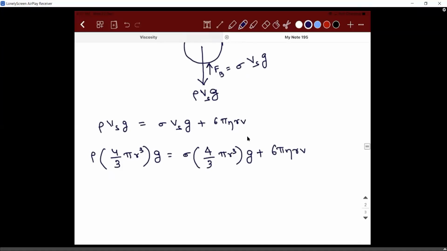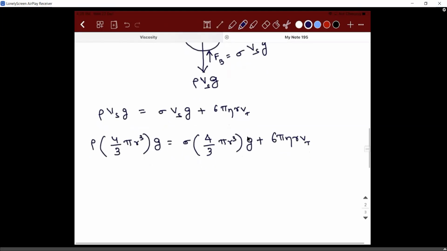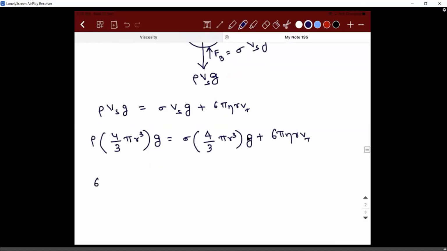Am I clear with this? Right. What is our job? We need to find this v, I'll call it Vt, the terminal velocity. So I'll leave 6 pi eta r into Vt on the left hand side, which is equal to 4 by 3 pi r cube into g into rho minus sigma. Tell me if there is any doubt. I took this whole expression to the left hand side, that's it. Then I swapped and wrote. I hope it's clear, right?